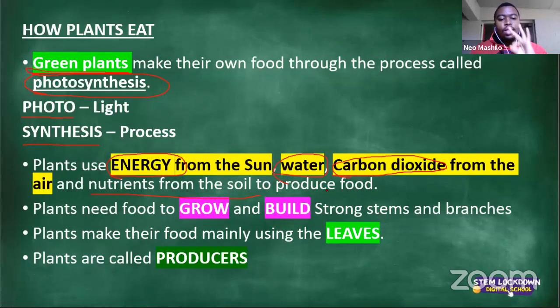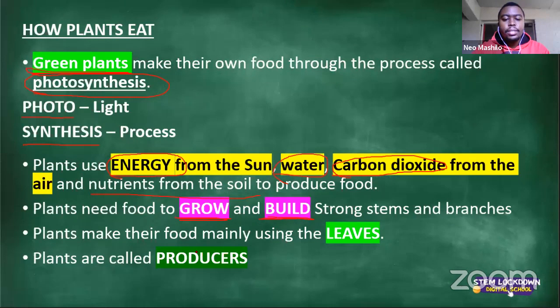Why do plants need food? They need food because of the following. They need to grow, just like we also need food so that we can grow. And 2, they also need food so that they can build strong stems and branches. That's why trees are so strong, because they can make their own food, and that is how they actually get to grow and build themselves up to be as big as they are.